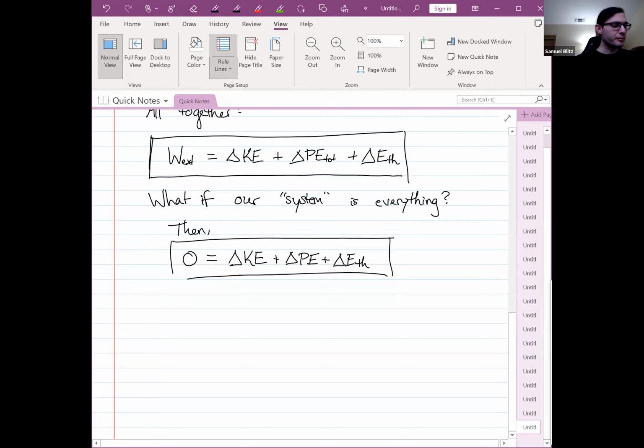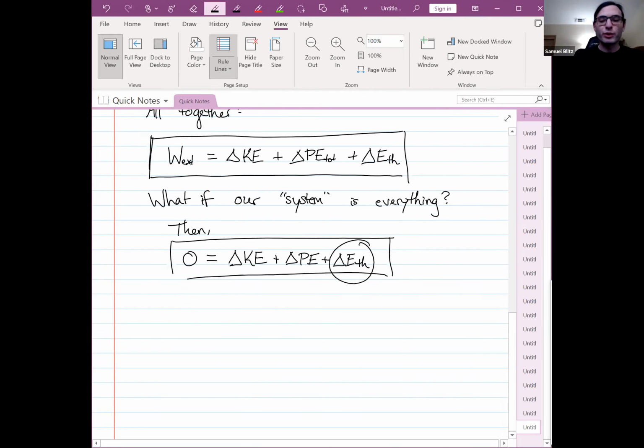Now, just to be clear, there can be simultaneous changes in multiple potential energies and multiple thermal energies. For example, let's say that you have two objects, both of which have separate, unrelated, non-conservative forces acting on them. Then you'll have a change in thermal energy of one of them, and the change in thermal energy of the other one. And they could both be increasing, one could be decreasing, one could be increasing, they could both be decreasing, whatever. But the point is you can have multiple different energies that are all added together.